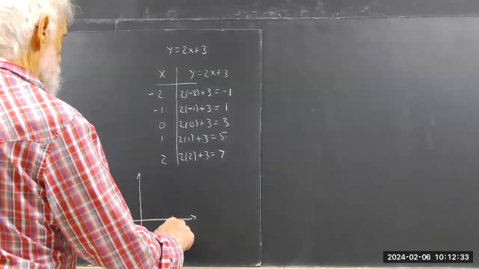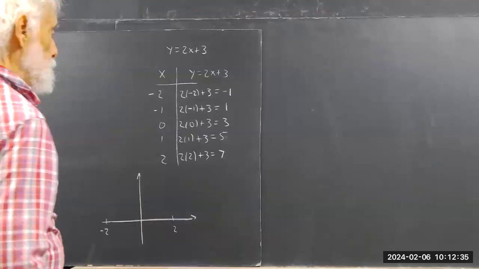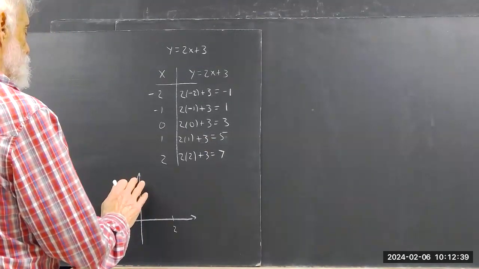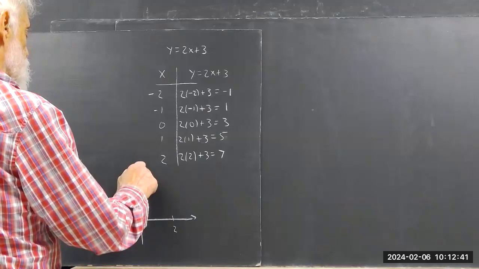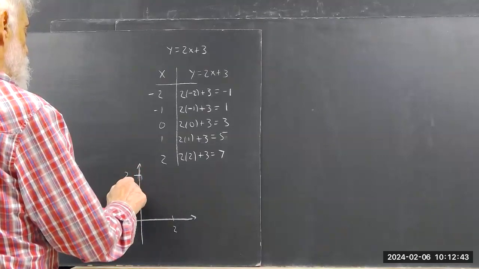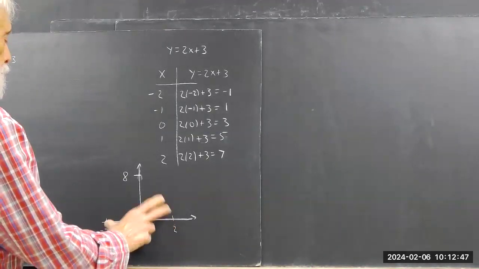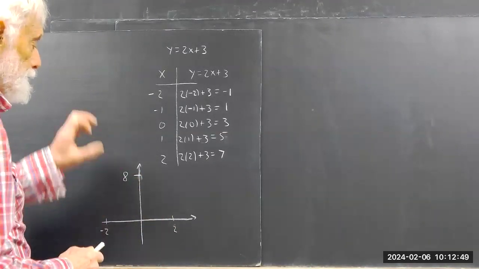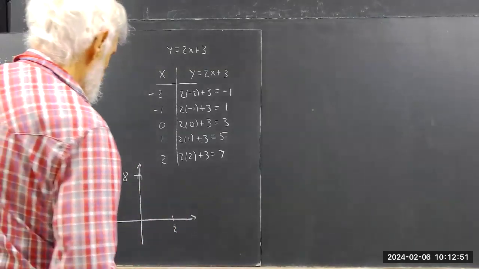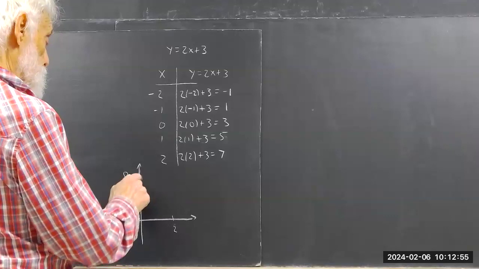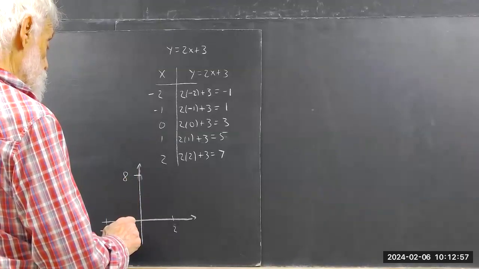We'll put 2 here. Y values go from -1 to 7. I'll extend the y-axis a little bit. I'll put 8 up here. Now, the scales are different. From here to here is only 4, and from here to here is 8. So y has a different scale than x, but we can do that, as long as we are sure we know what the scale is.